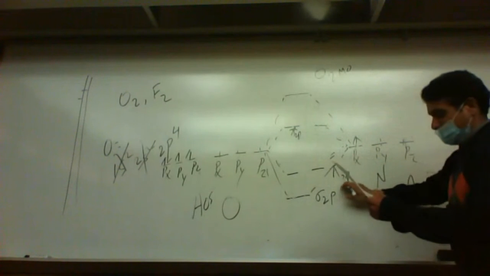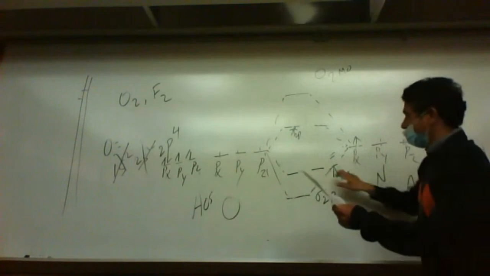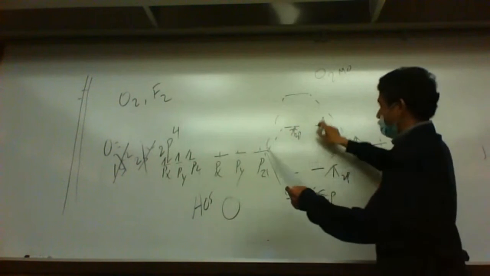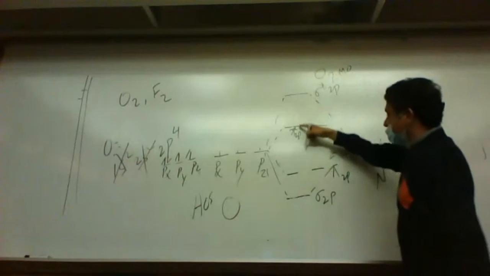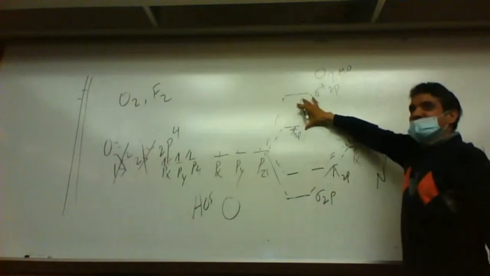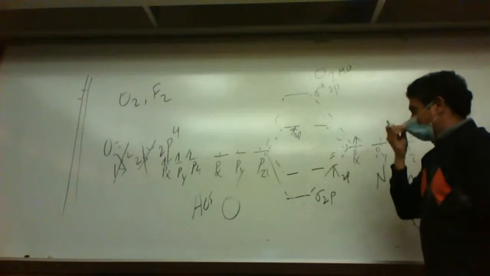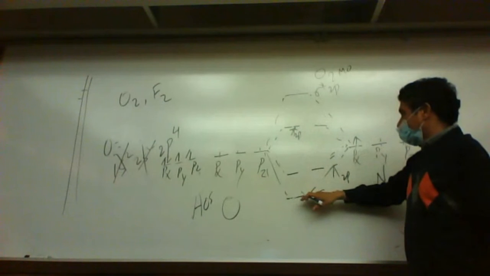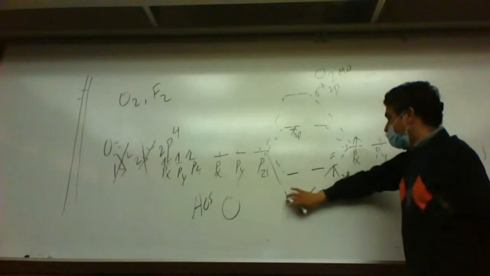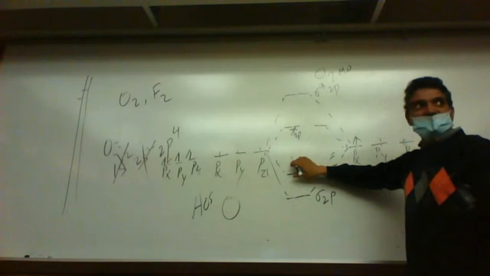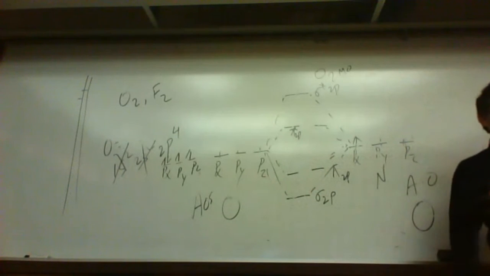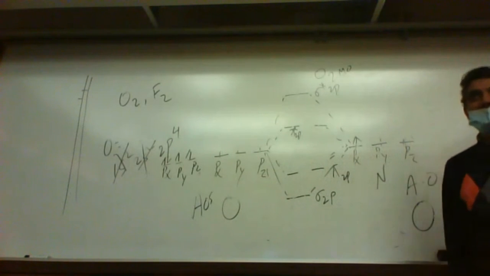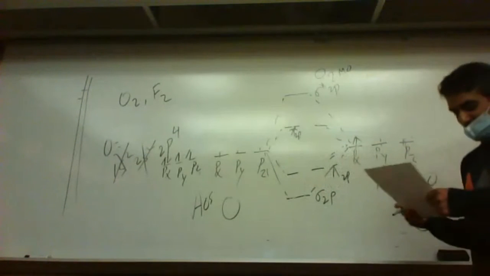Now this is sigma 2p. This is pi 2p. Pi is always 2, and then we have pi star 2p, and sigma star 2p. This is the same for all, but for nitrogen, boron, carbon, these 2 were down and this was up. But in the case of oxygen and fluorine, this one is down and these 2 are up. That's the difference. Did I make it clear? Yeah, it's very simple.